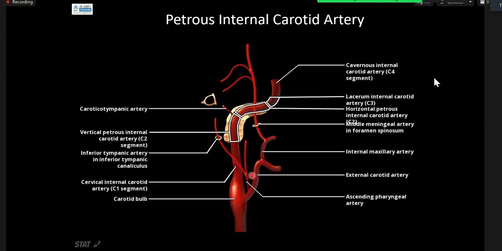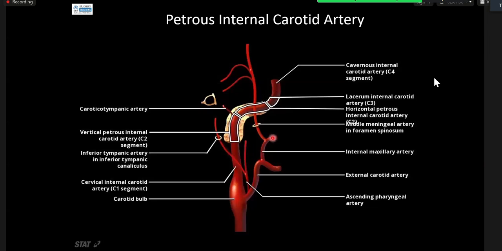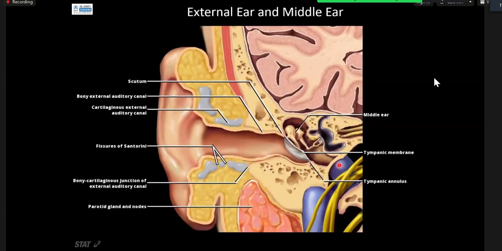Now, carotid artery, once again, if you see here, it is coming from the neck, it passes through the petrous bone. This is the vertical part, and then there is the horizontal part, and we saw this horizontal part in this case. Then it passes superior to the foramen lacerum. This is the lacerum part of the internal carotid, and then will be the cavernous portion.